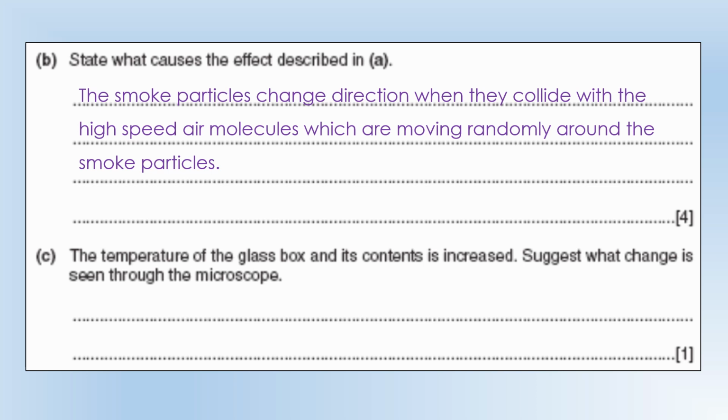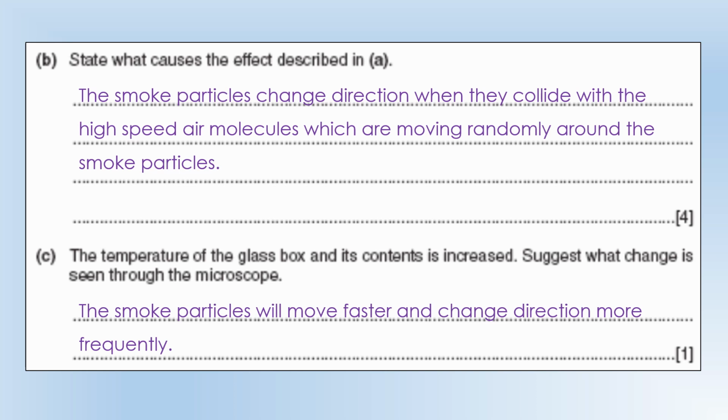Okay. So the temperature of the glass box and its contents is increased. Suggest what change is seen through the microscope. So higher temperature means the air molecules will move faster, so the smoke particles will therefore move faster, which would mean they change direction more frequently, because there are more collisions per second, if you like, with the smoke particles.